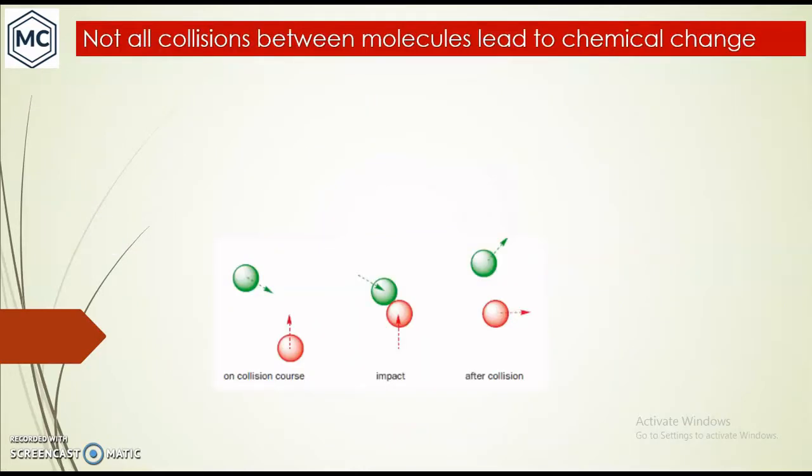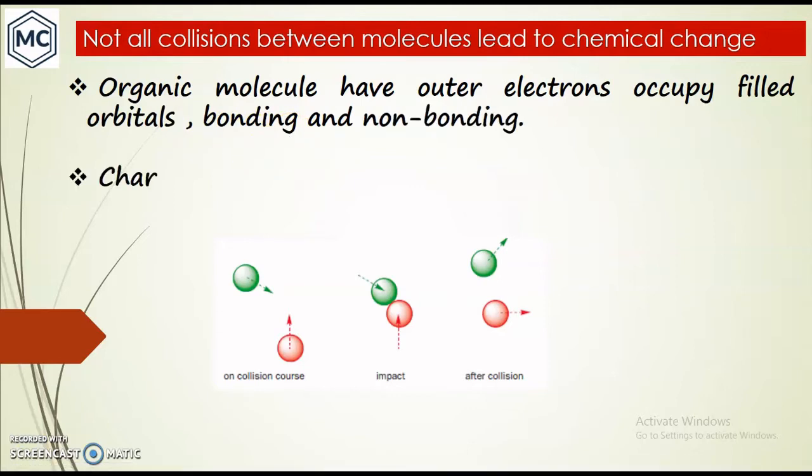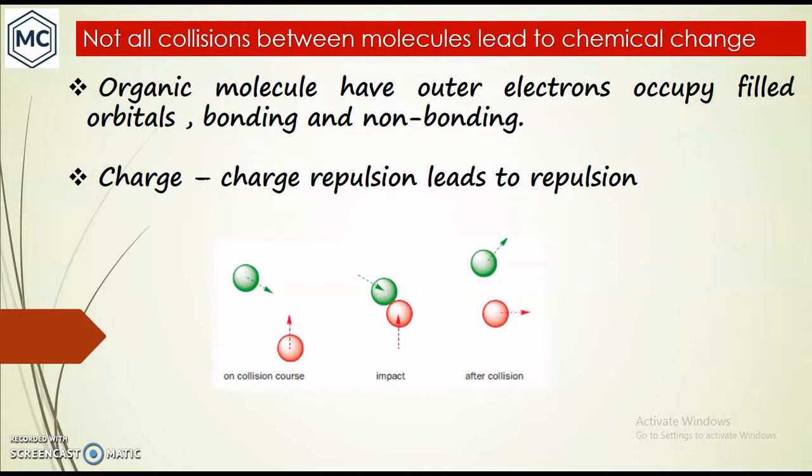And not all collisions between molecules lead to a chemical change. So what does it mean? As you know, an organic molecule has outer electrons. These outer electrons usually occupy filled orbitals, bonding orbitals, or non-bonding orbitals, and these electrons are negatively charged. So there is a chance of charge-charge repulsion. That is, not all collisions between molecules lead to a chemical change. But how does a chemical change occur then?